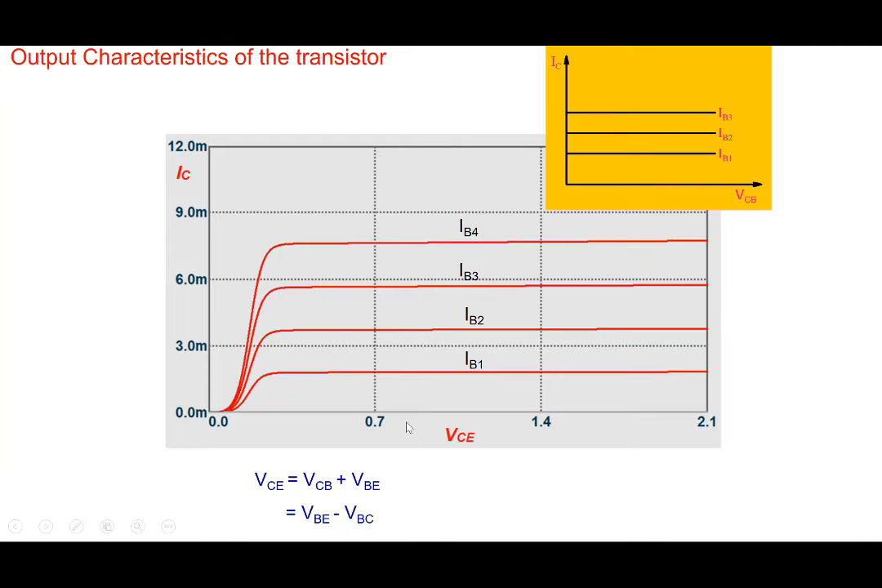When you reduce VCE to a very small value, then the base collector junction also gets forward biased, and we have some non-idealities. The transistor is going into what we call the saturation region. So we'll not go into the details of it. If time permits, we'll see a little bit of it in the next lecture. All right.